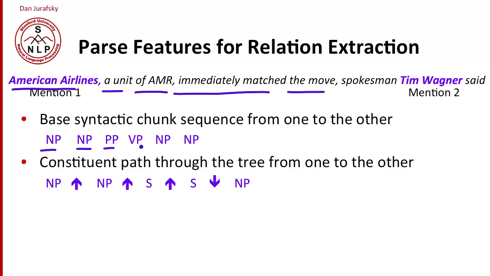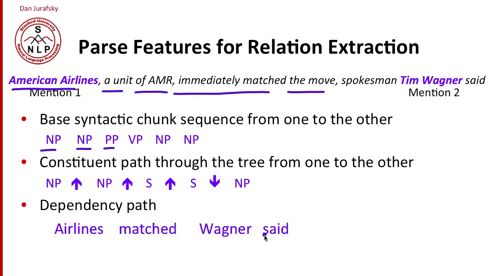So this sequence of syntactic chunks, we can actually run a parser and then flatten out the parse into what's called a constituent path, and we'll talk about how these work later, but basically this is saying that we see the parse has a noun phrase whose parent is a noun phrase, whose parent is a sentence, whose parent is another sentence, and so on. So it's a way of taking a complex parse tree and flattening it out. And we can have a dependency path. For example, we can say that the head said has an argument which is Wagner, and an argument which is matched, and matched has an argument which is airlines, and so on. So any of these kind of things can be used as parse features for relation extraction.